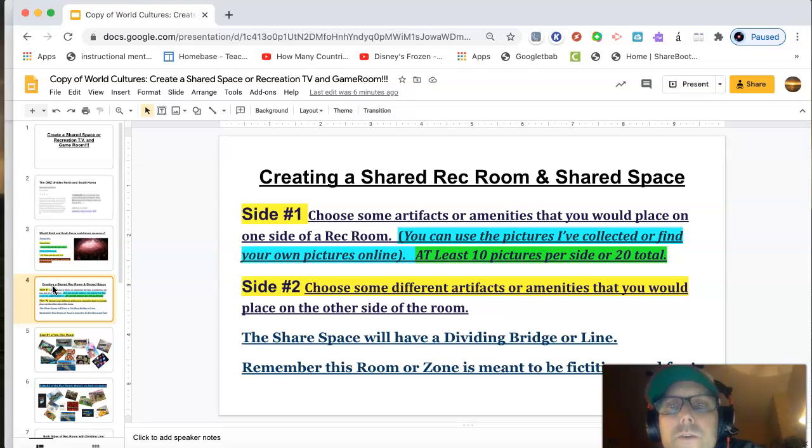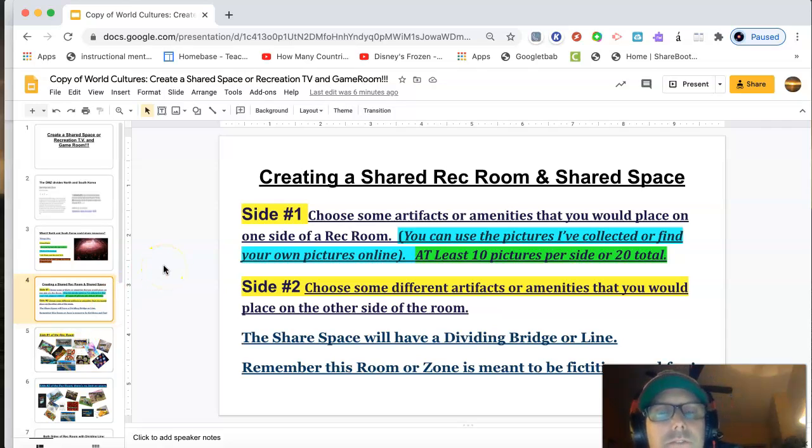So, creating a shared rec room and shared space. Side one: choose some artifacts or amenities that you would place on one side of a rec room. You can use the pictures I've collected or find your own pictures online, at least 10 pictures per slide. And I think there should be already 20 pictures in play here.